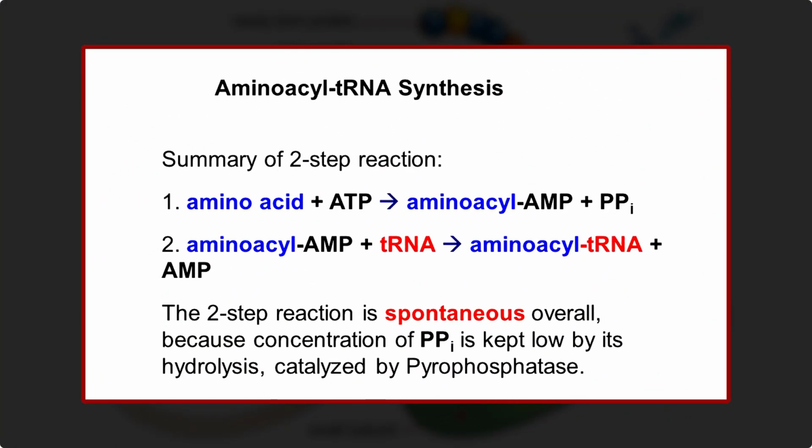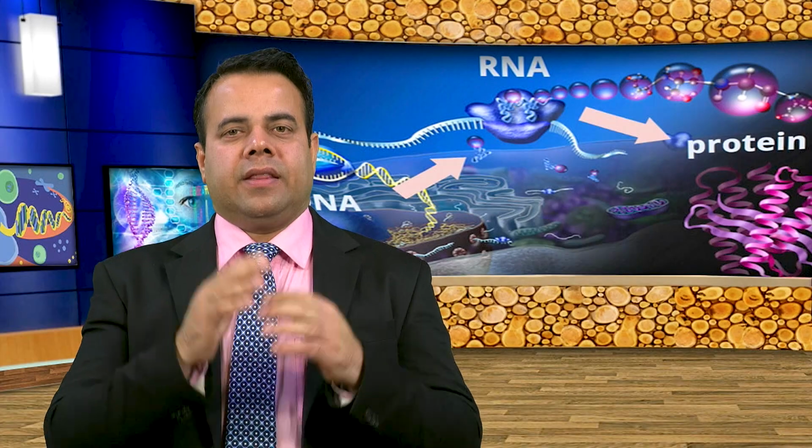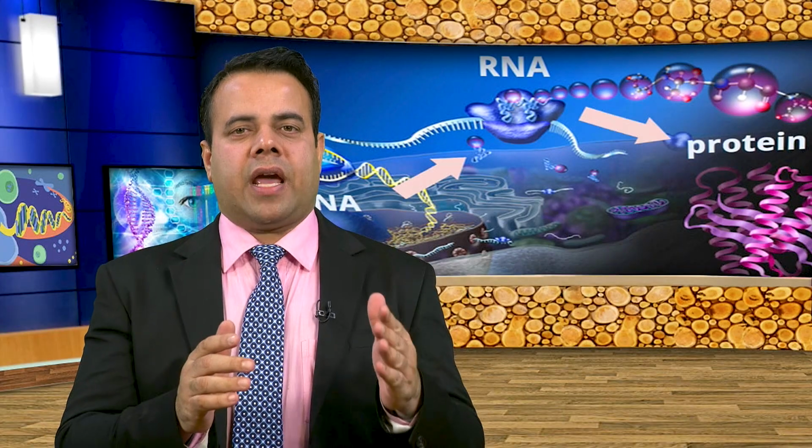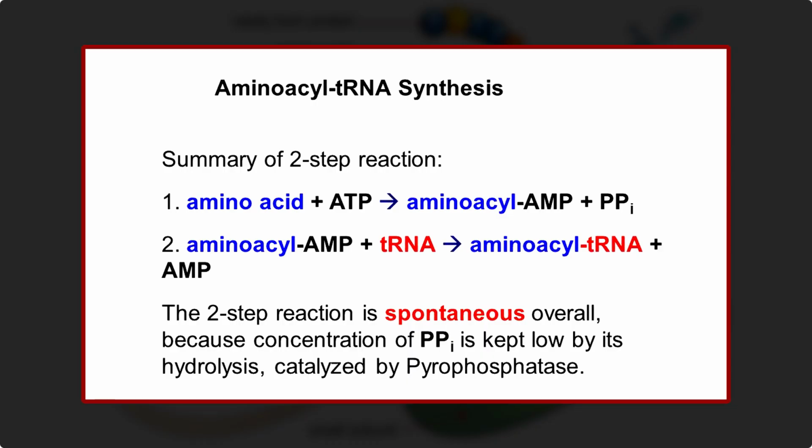The synthesis reaction occurs in two steps. The first step is the reaction of an amino acid and ATP to form an aminoacyl adenylate, also known as aminoacyl AMP. In the second step, without leaving the enzyme, the aminoacyl group of aminoacyl AMP is transferred to the 3' end of the tRNA molecule to form aminoacyl tRNA. The overall reaction is amino acid plus ATP plus tRNA gives aminoacyl tRNA plus AMP plus pyrophosphate.